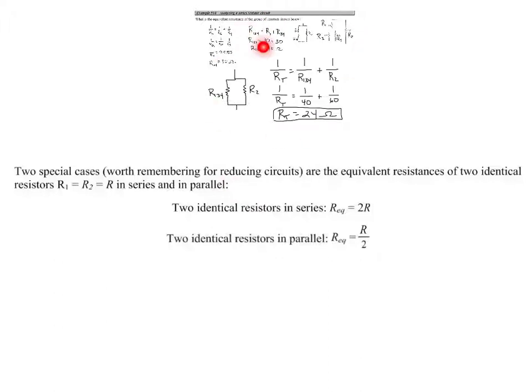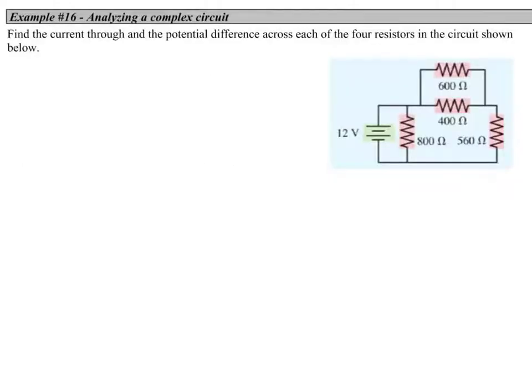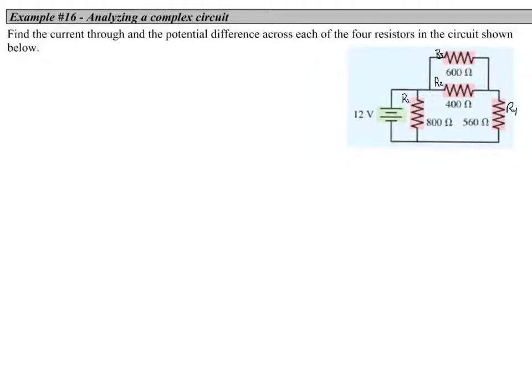All right, let's take a look at another example. Okay, so here we're asked to find the current and potential difference across each of these 4 resistors in this circuit. So we're going to start by assigning labels to each of those resistors, R1 through R4, and then break down the circuit step by step into one with a single resistor.